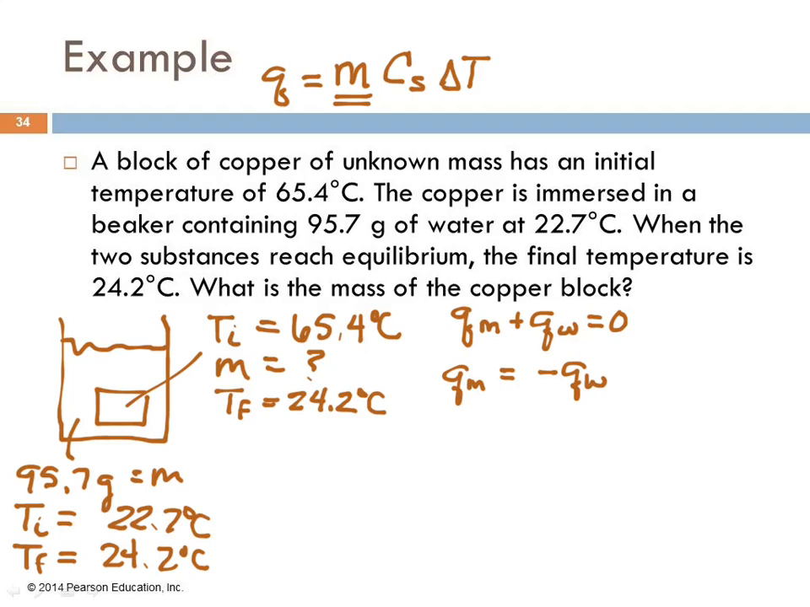Now let's substitute in what the Q's are. So Q for the metal is the mass of the metal times the specific heat capacity of the metal times the change in temperature for the metal. Q equals MCΔT. So here, instead of writing Q, I'm going to write MCΔT. And that equals negative mass of the water, specific heat capacity of the water, change in temperature of the water. You follow what I'm doing?